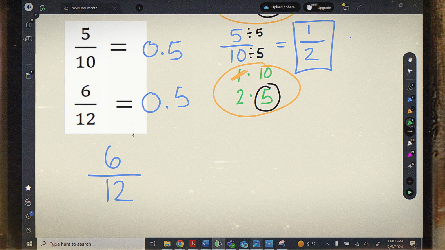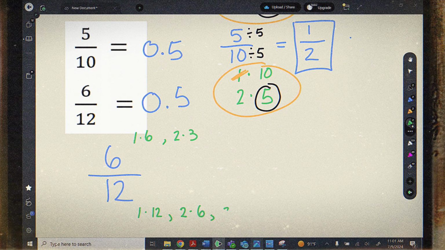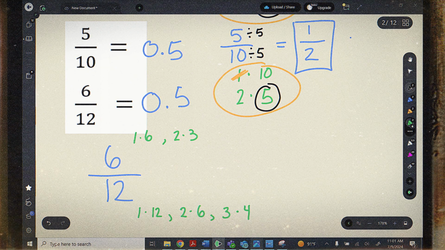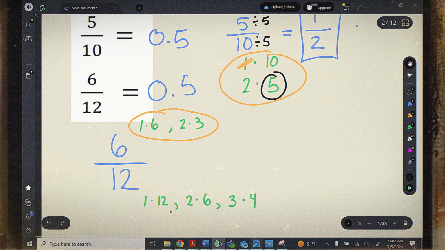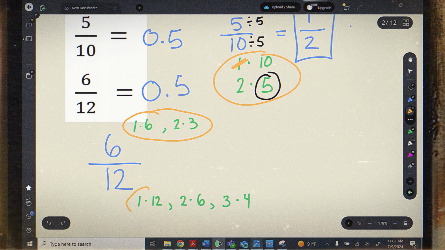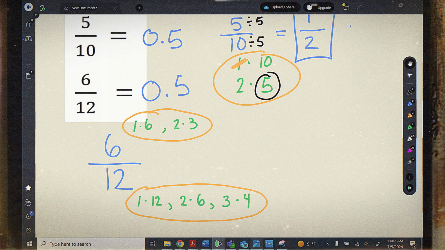need to list out the factors of 6. 1 times 6, or I could have 2 times 3. Factors of 12 are 1 times 12, or 2 times 6, or 3 times 4. And now we're going to look for a common factor. So between this list and the list down here, are there any matches? Well, let's take a look.